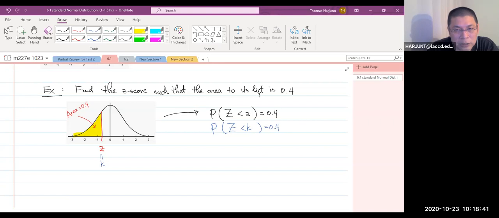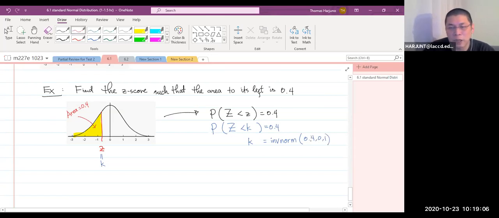Now, the probability notation is given here. So what will k be? k is the C-score, right? The calculator notation will be inverse norm of 0.4, 0, 1, where the first number refers to the area to the left, and these are the mean mu and the standard deviation.